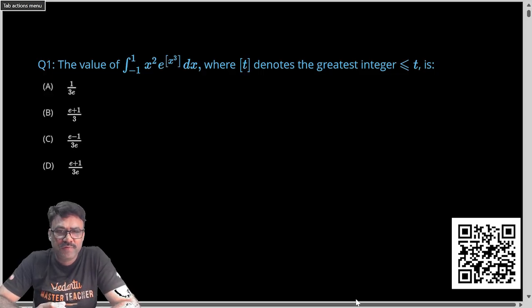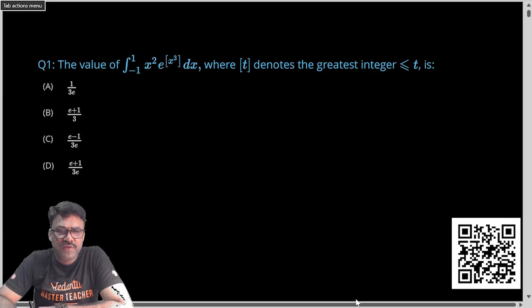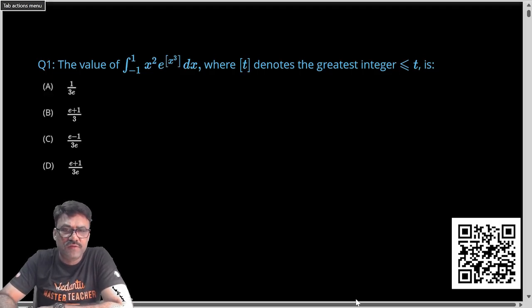And here is the question on the screen. This question is from definite integration, not a very difficult question, on the easier side basically. So you have to integrate from -1 to 1 x square e raised to the integral part of x cube dx.